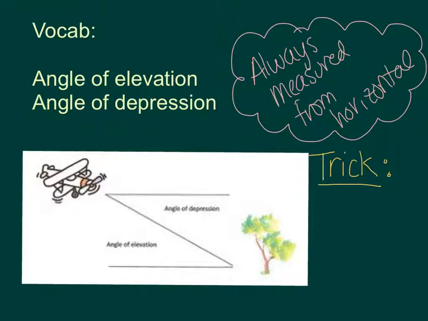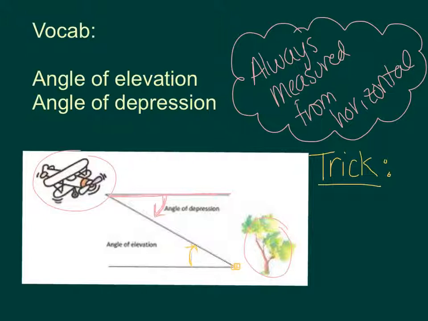So no matter what picture you're drawing, make sure your angle of elevation or your angle of depression includes a horizontal line. In this picture, you can see how the angle of depression is measured down. So that's when you're looking from above down to a tree, whereas the angle of elevation would be measured up. So that would be if you were standing down here by the tree and looked up at the airplane.